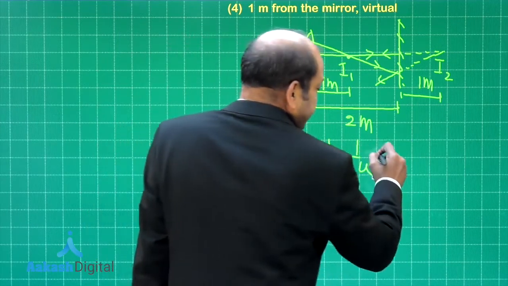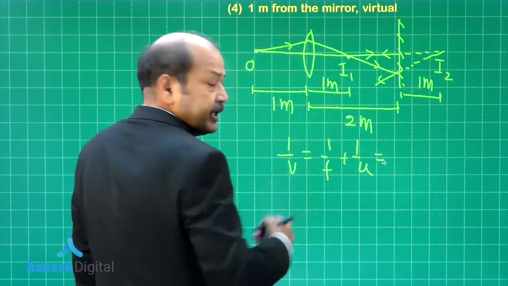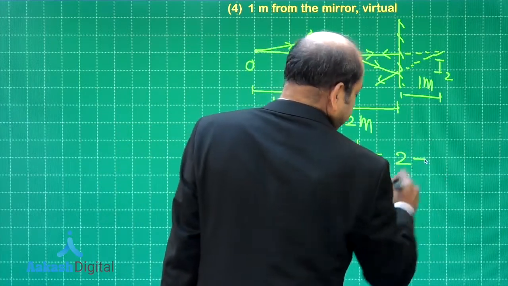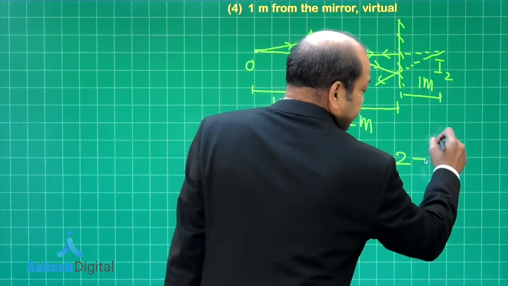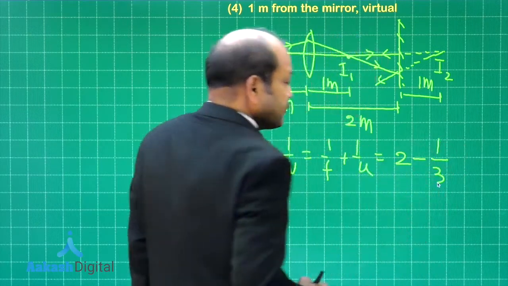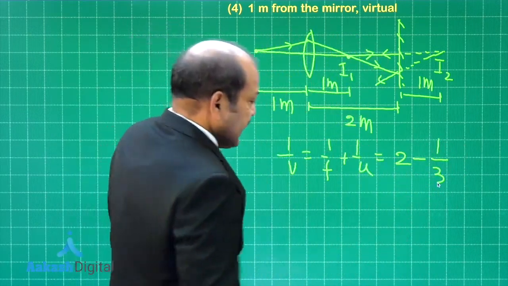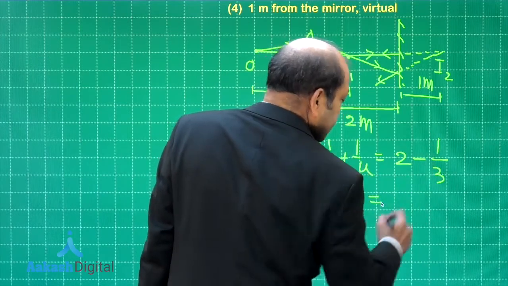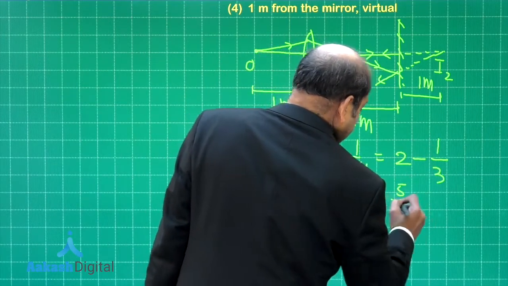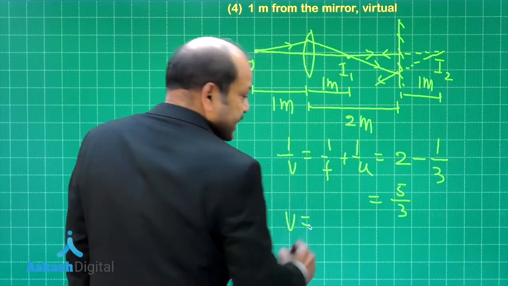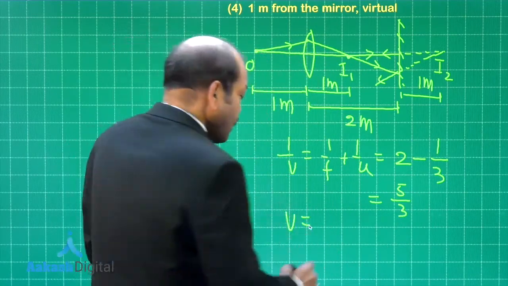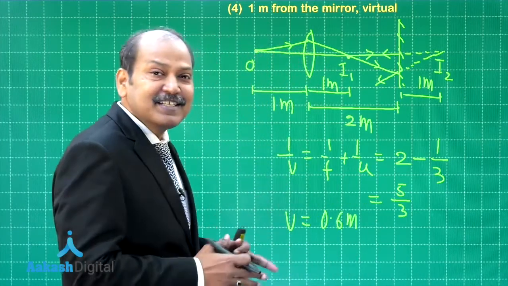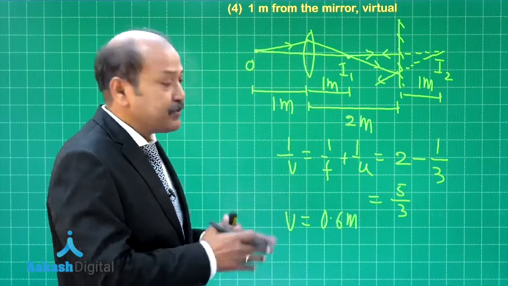The value of f is 0.5 meter. So, 1 by 0.5 becomes 2, and u is minus 3 meter. So, we have 2 minus 1 by 3. And this on solving gives us 6 minus 1, that means 5 by 3. The value of v itself is coming out as 3 by 5 meter or 0.6 meter. And this is the distance of the final image from the lens.